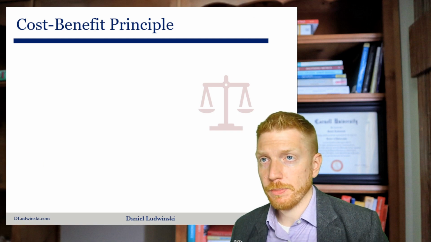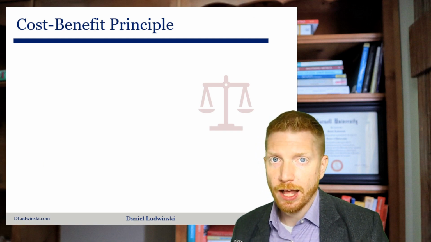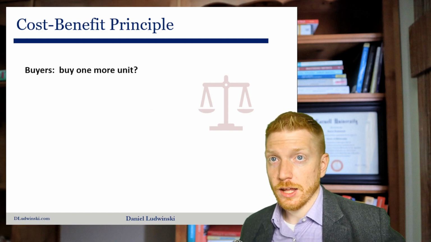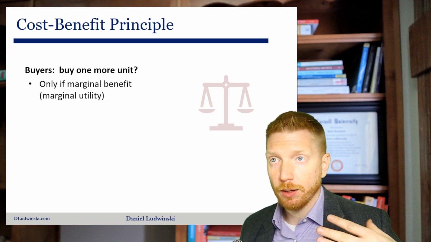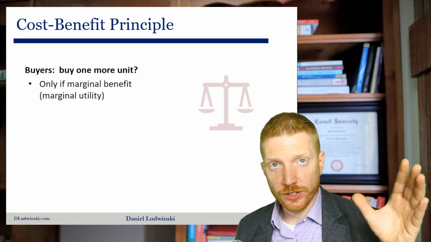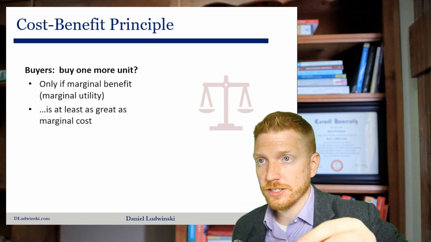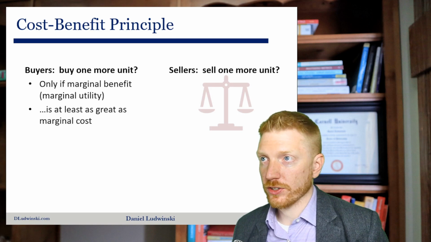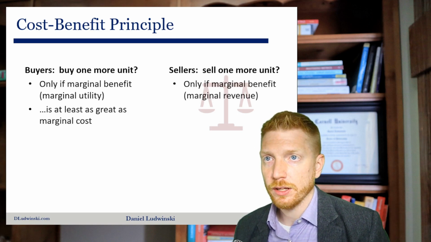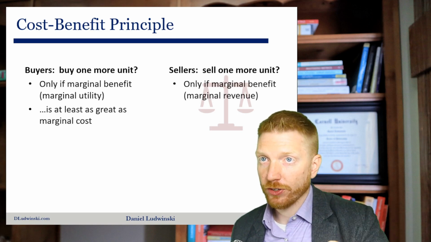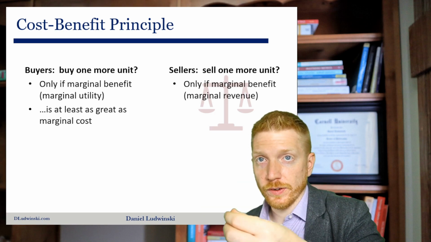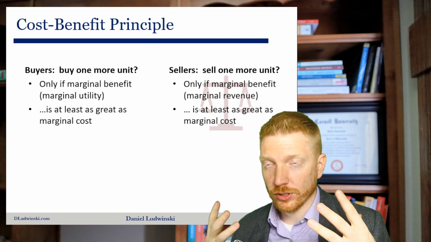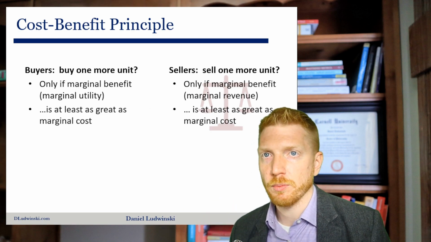Now, both buyers and sellers are going to be acting under the cost-benefit principle. Buyers are going to say, should we buy one more unit? And they will act if their marginal benefit, which is their marginal utility, is at least as great as their marginal cost. Sellers are asking a similar question. Should we produce and sell one more unit? And they are looking to see if their marginal benefit, which is the extra revenue that they're getting from that extra sale, is at least as great as their marginal cost. And the cost of production is what we mean here.